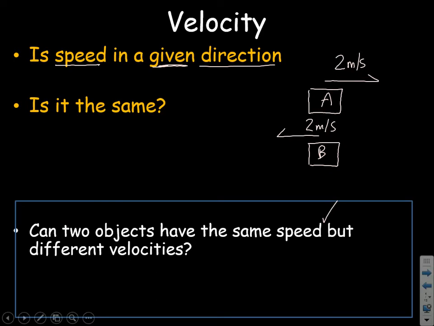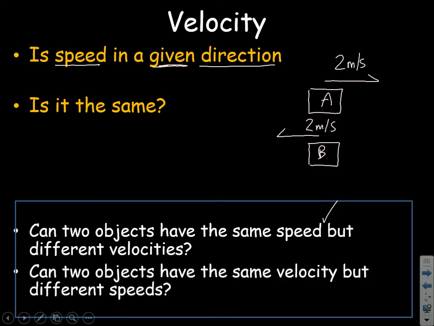So, let's investigate the next one. Can two objects have the same velocity but different speeds? And the answer to that is no, they cannot, because velocity is speed in a given direction. If they have the same velocity, they must also have the same speed, and also the speed having been in the same direction. Therefore, it is impossible for two objects to have the same velocity but different speeds.